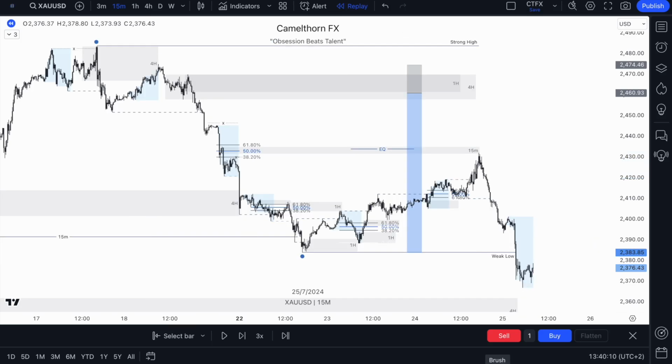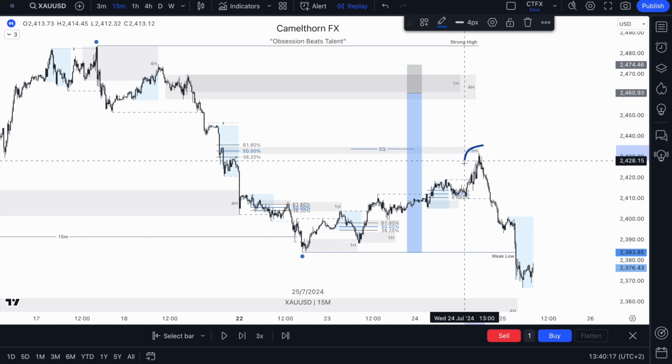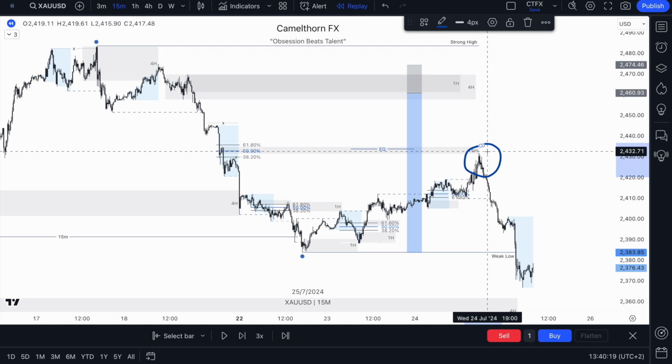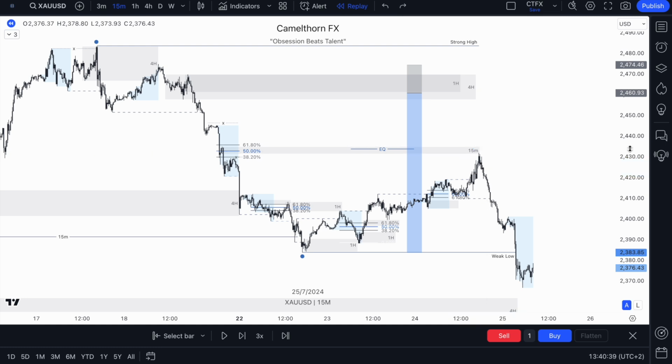Now, I do hope that you guys found this video helpful. Again, for reference, I pulled price action back to Wednesday, the 24th of July, 2024 here on gold. So definitely feel free to revisit this price action for yourself to do your own testing.